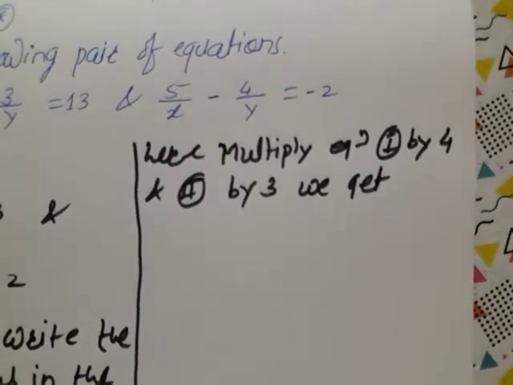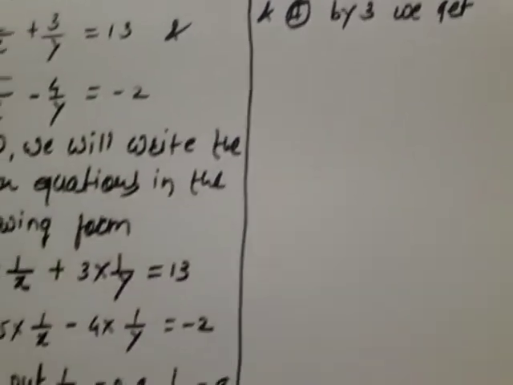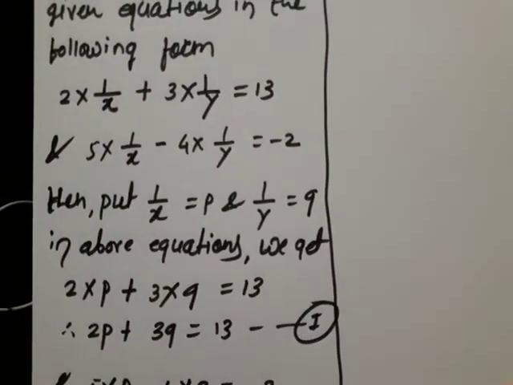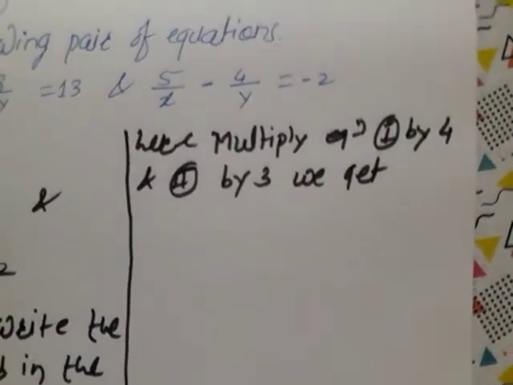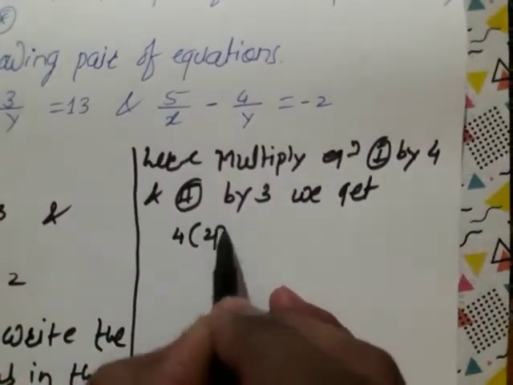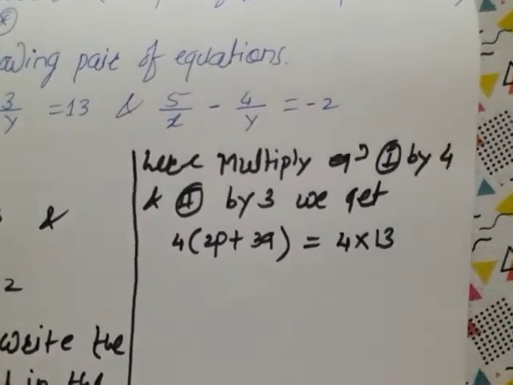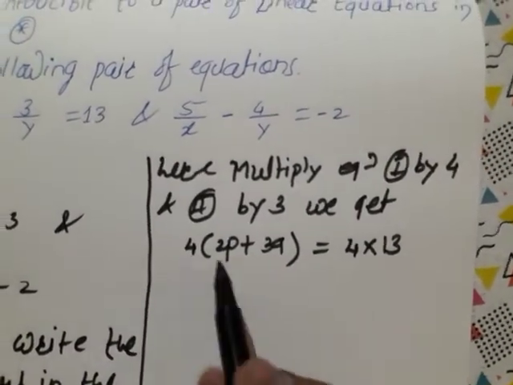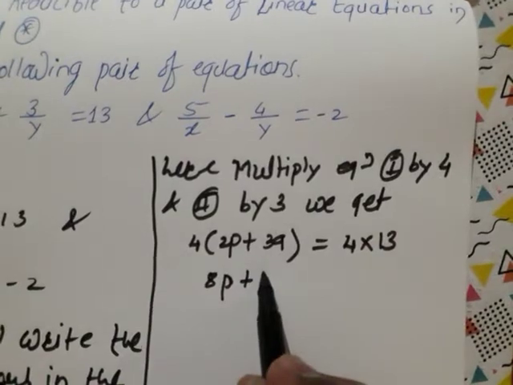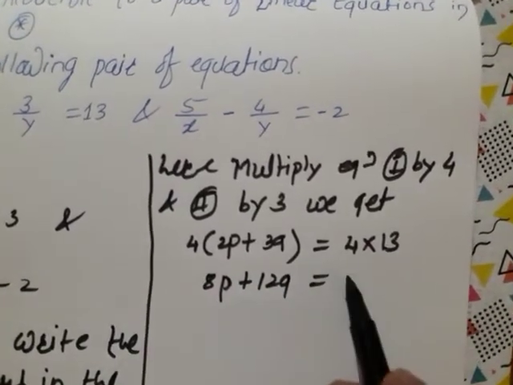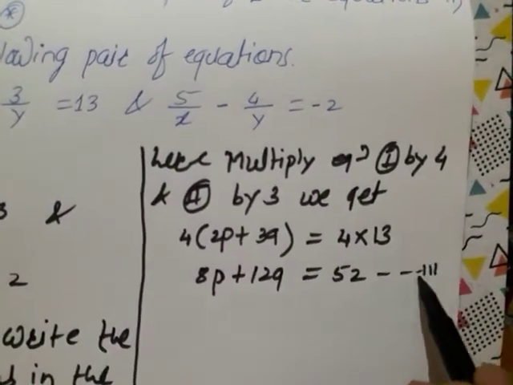Here multiply equation 1 by 4 and equation 2 by 3, we get. See here, equation 1, 2p plus 3q is equal to 13. We have decided we are going to multiply by 4. Then we will write 4 in bracket 2p plus 3q is equal to 4 into 13. Both sides we have to multiply by 4. 4 into 2, 8p, plus into plus plus, 4 into 3, 12q is equal to 52. Am I right? Is equal to what? 52. We can say this is the third equation.